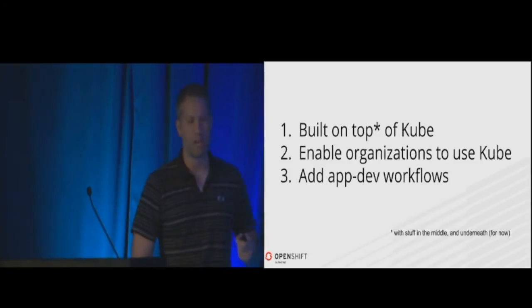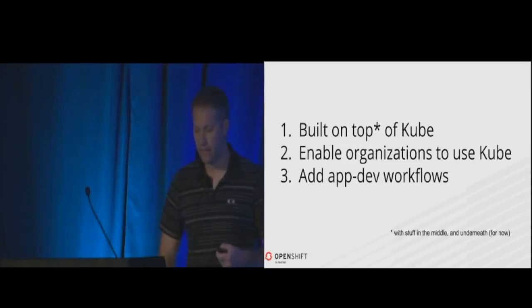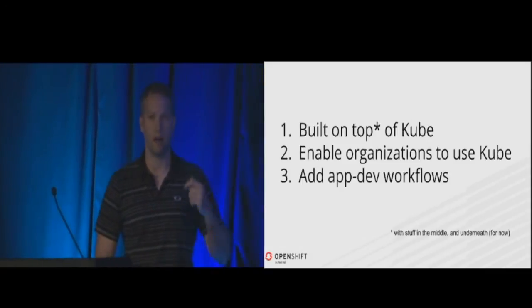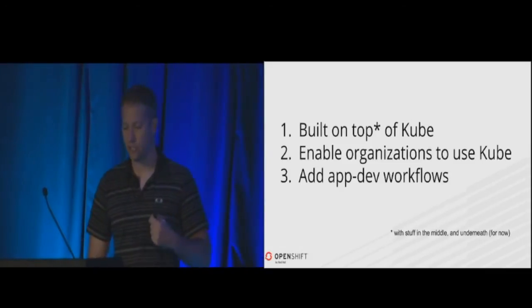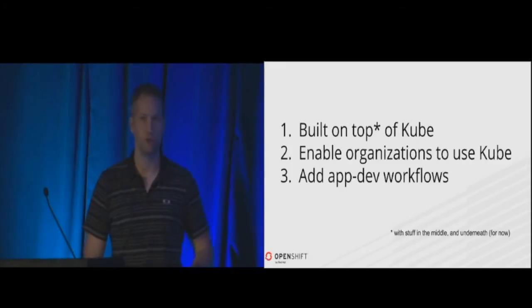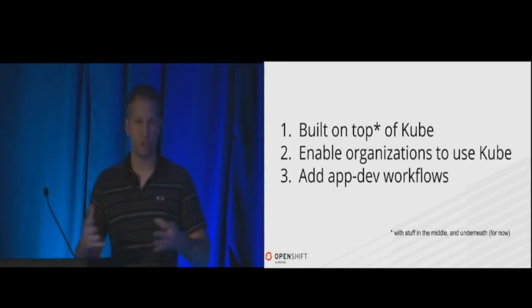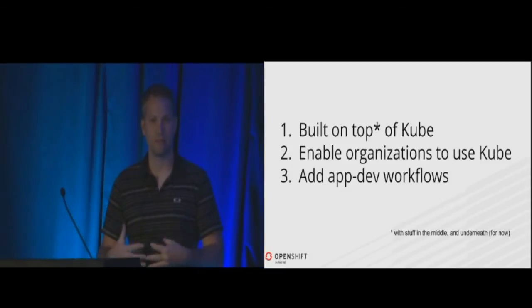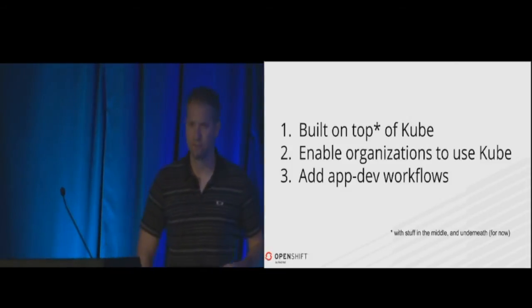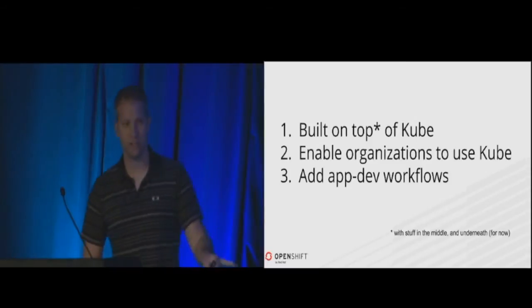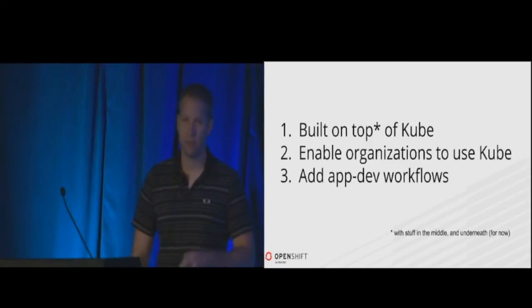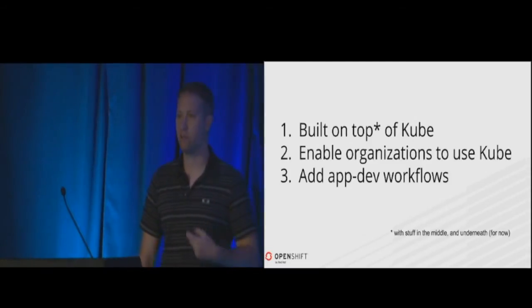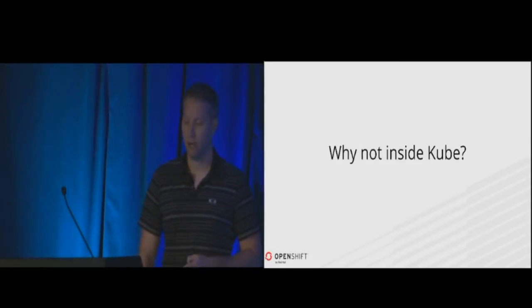So OpenShift is built on top of Kubernetes. It focuses on two things above and beyond Kubernetes, which is enabling organizations to use Kube. Brian brought up namespaces before. Namespaces is the idea that bunches of people can use the platform at the same time, and everybody works together. And then above and beyond that, not just organizational use of Kubernetes, but the ability to add application development workflows, and not just simple application development workflows, but everything.